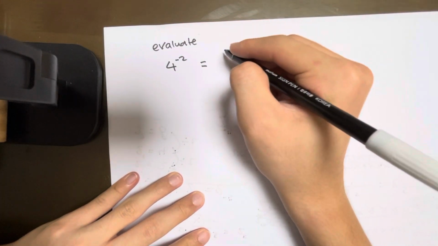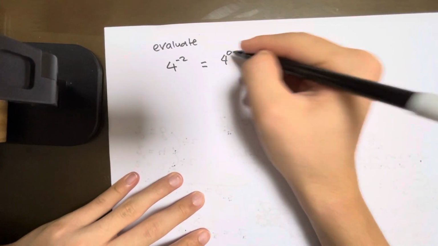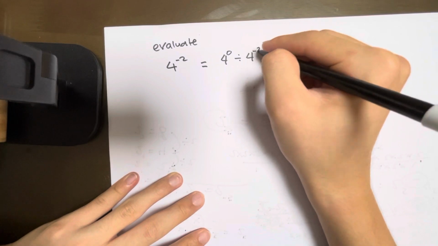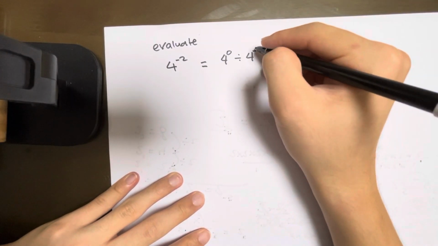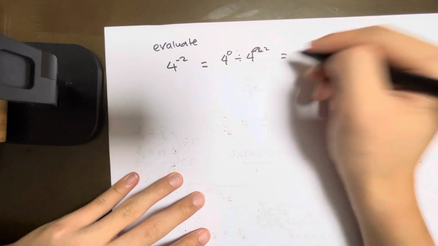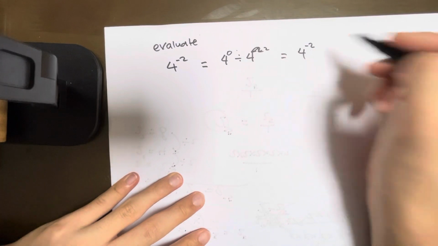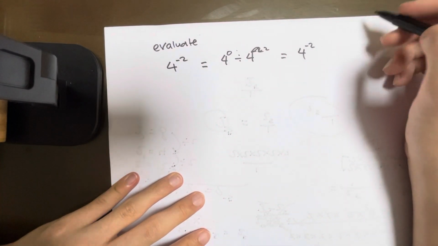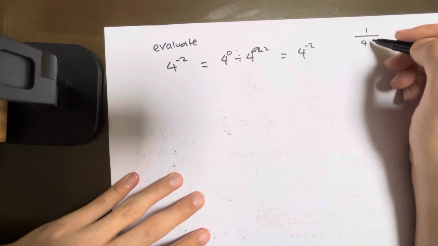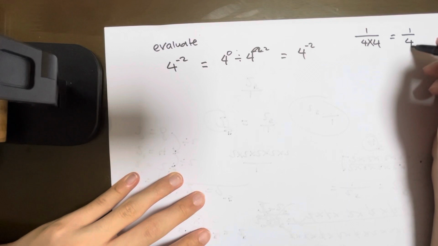So imagine, in order to help understand this, we could write this as 4 to the power of 0 divided by 4 to the power of 2, sorry. Because a negative and a negative would combine to make a positive. So 4 to the power of 0 divided by 4 to the power of 2 minus the power is 4 to the power of negative 2, right? If you want to visualize it, that's 4 to the power of 0, so that's 1, divided by 4 times 4, which makes 1 over 4 to the power of 2.